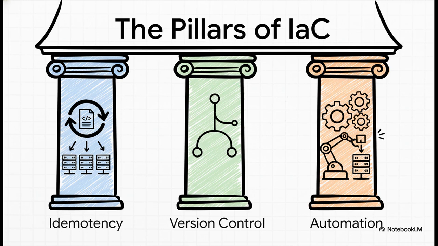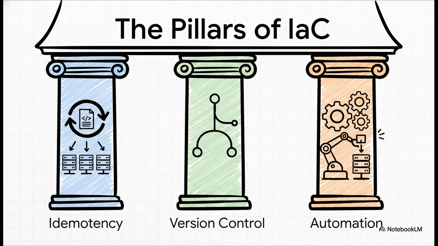And the other pillars here are just as crucial. Idempotency. I know, it's a fancy word, but it just means you can run your code over and over and over again, and you'll always get the exact same result. It makes changes safe and predictable. Then there's version control, which means you store your infrastructure code in a tool like Git.